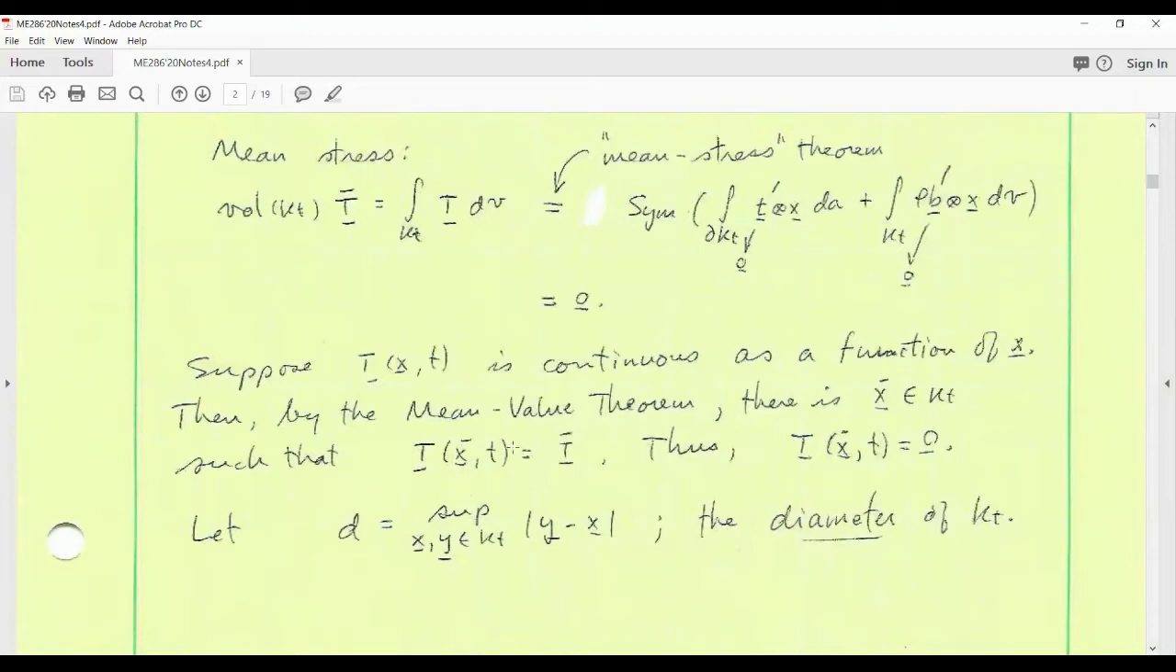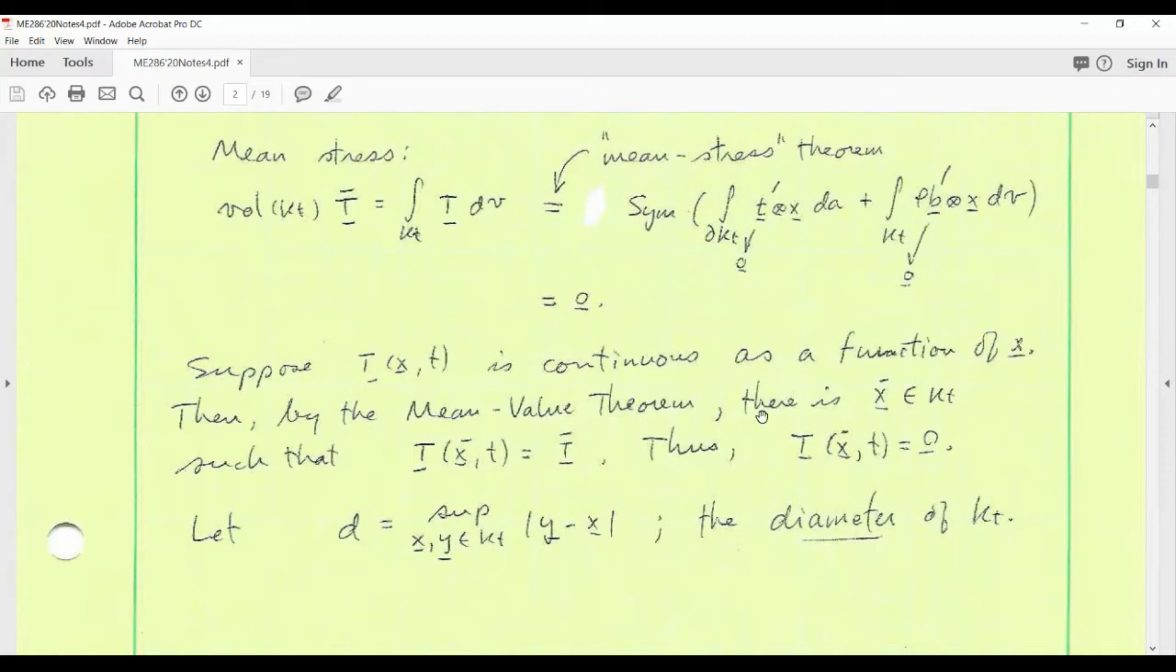Well, the mean stress theorem presumes that the Cauchy equations of motion, or equations of equilibrium, are satisfied, which means the stress is differentiable so that it has a divergence. If it's differentiable, then it's also continuous. The differentiable function is also a continuous function. So it's consistent to assume that the Cauchy stress is continuous as a function of position in the material. There's something then called the mean value theorem, which is another way of saying the localization theorem, or it's the basis of the localization theorem in continuum mechanics.